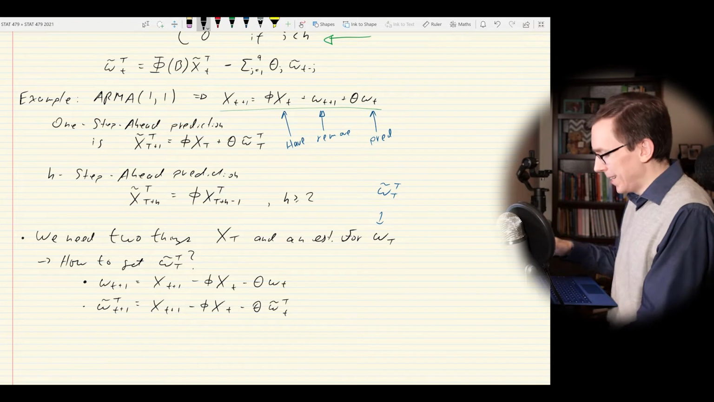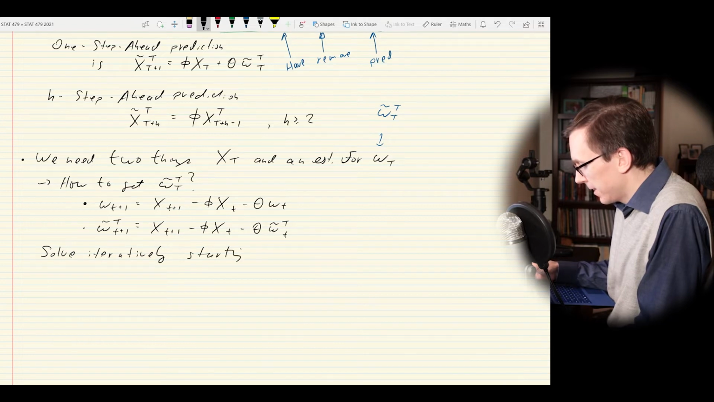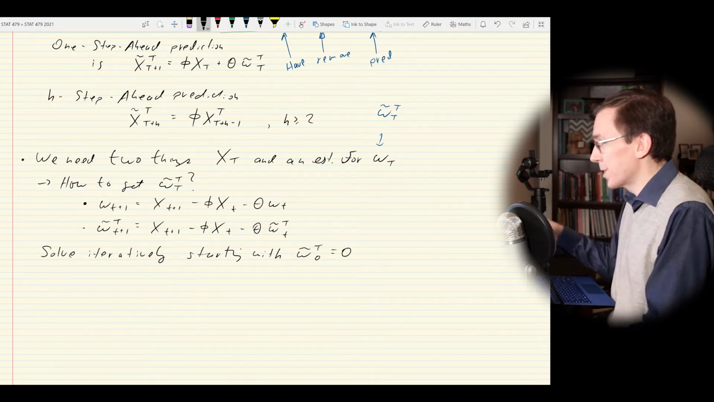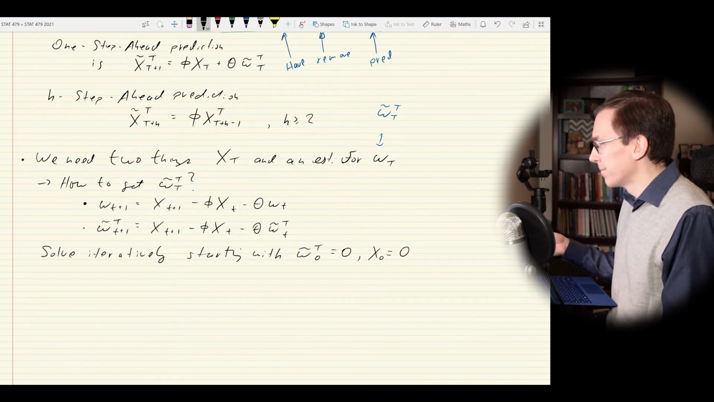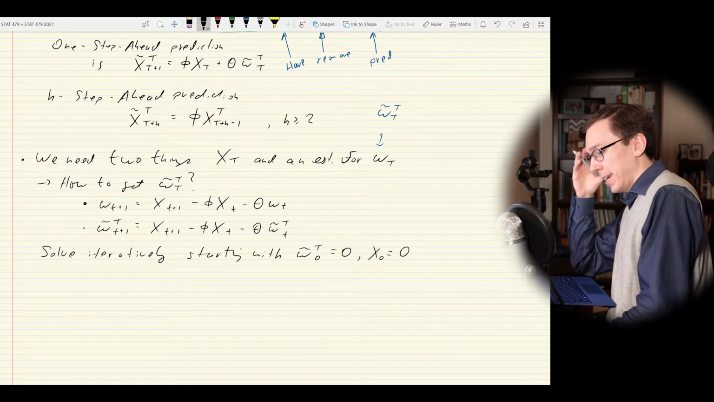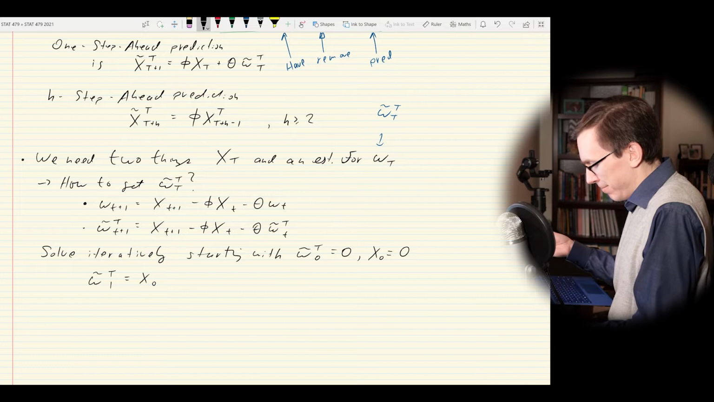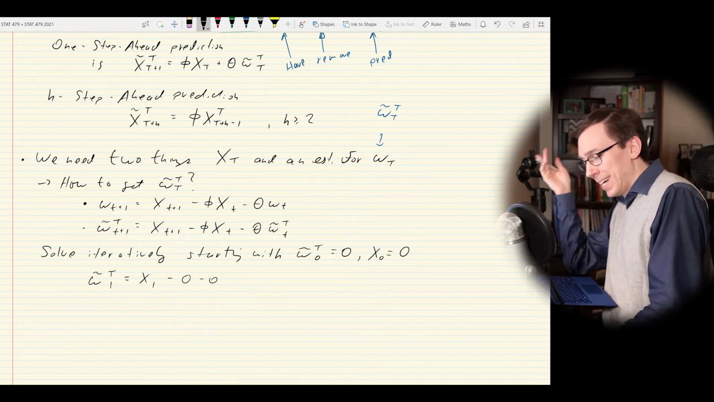All right, so what do we do? Well, we solve iteratively, starting with w tilde t0 equal to 0. So we start with white noise at time 0 being 0 and our observation x naught being 0. And then we just start computing. So we say, okay, if I have that, then w tilde t1 is going to be x1, sorry, x1 minus 0 minus 0. Okay, so that's kind of boring, but we're done, right?